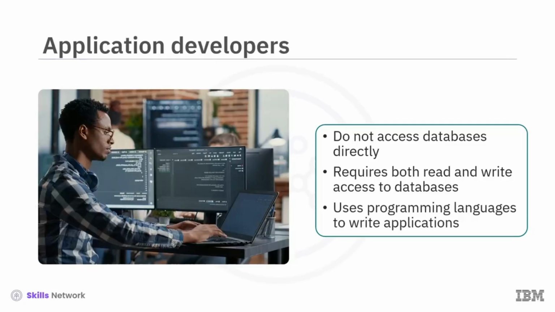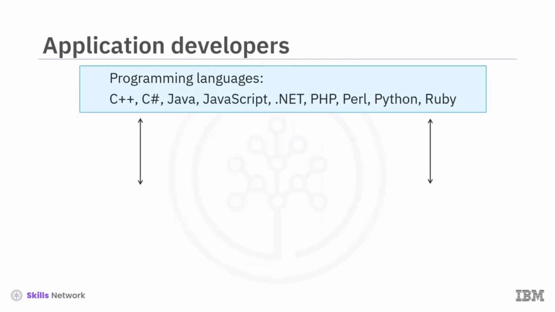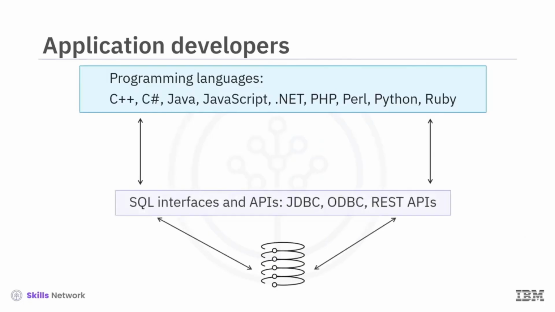Developers use programming languages such as C++, C#, Java, JavaScript, .NET, PHP, Perl, Python, and Ruby to write applications. The programming languages communicate with the database through SQL interfaces and APIs like ODBC and JDBC. Some databases, especially cloud-based ones, also include REST APIs for accessing data.